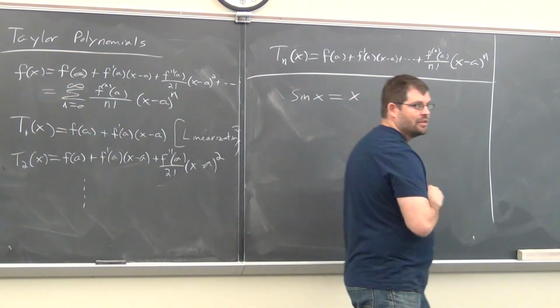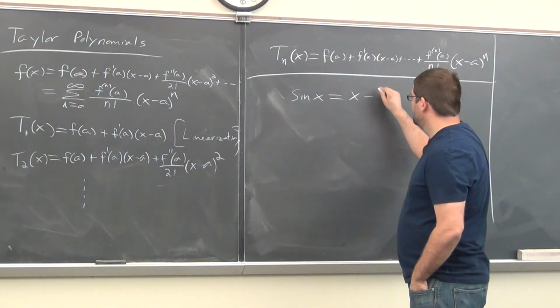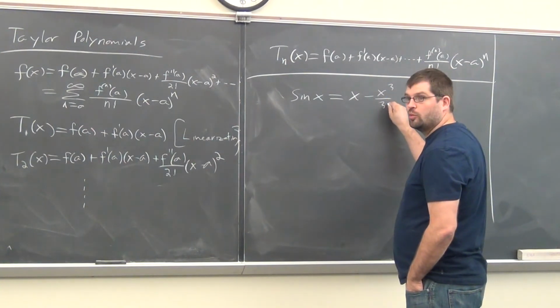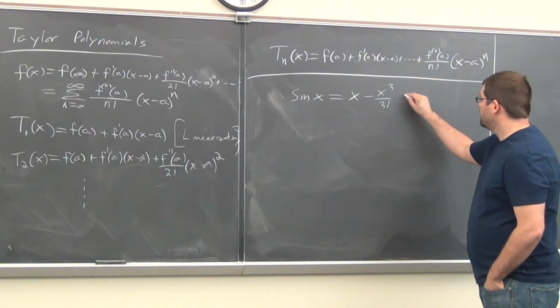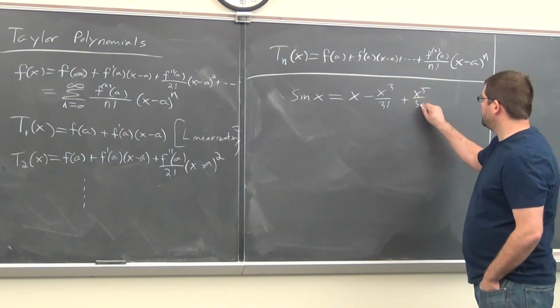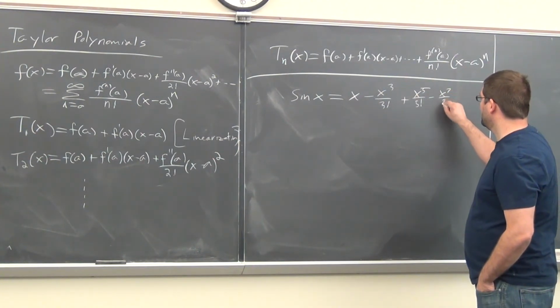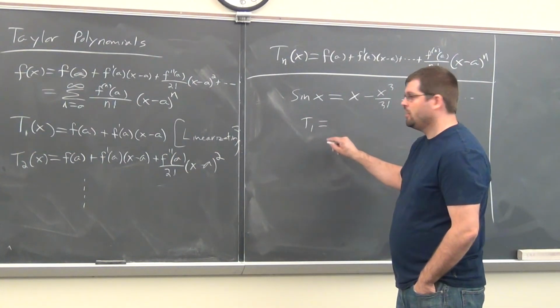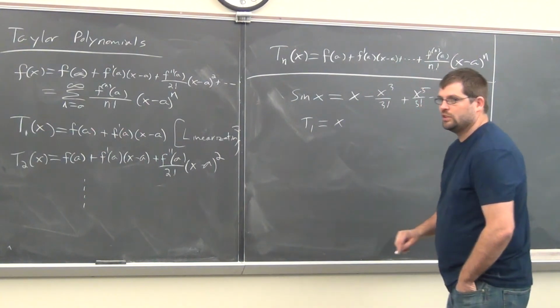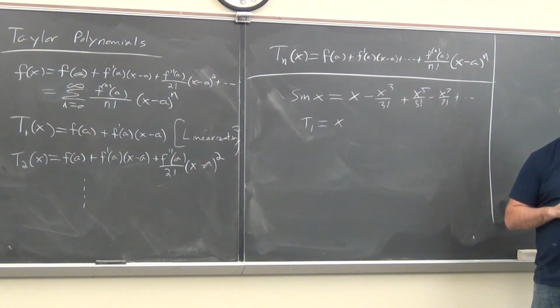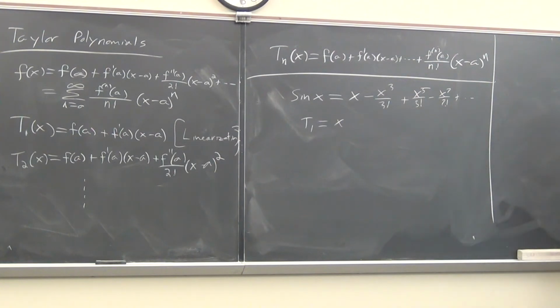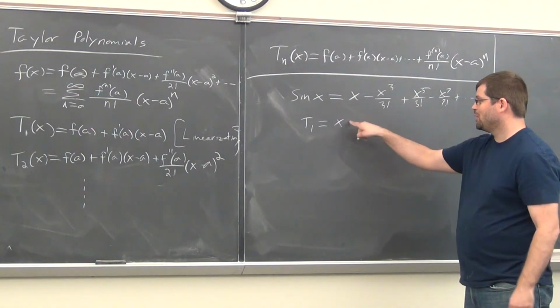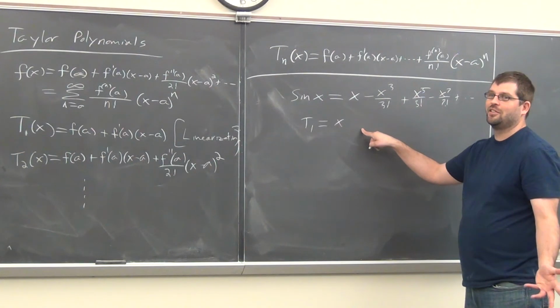So sine was x minus x cubed over 3 factorial, plus x to the 5th over 5 factorial minus x to the 7th over 7 factorial, and so on. And so the Taylor polynomials here are just x. What's T sub 2? It's sort of a trick question. It's still just x. It's x plus 0x squared, so it's x as well.